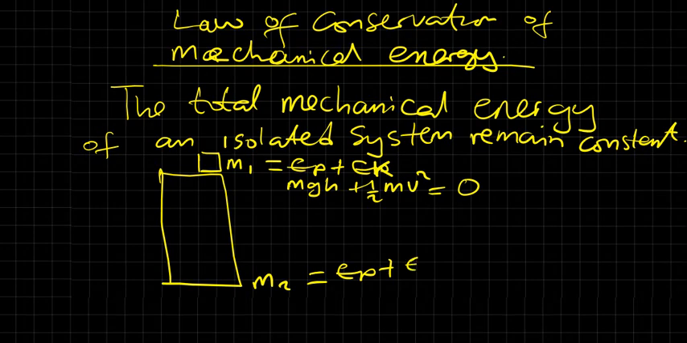Just before the object reaches the ground, its potential energy (EP) is going to be 0, and we can calculate the EK. So we use this formula to find the speed of the object at a certain point, or the height of the object at a certain point. Now we're going to take an example of a question on the law of conservation of mechanical energy.